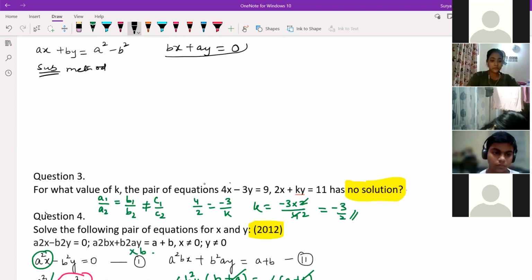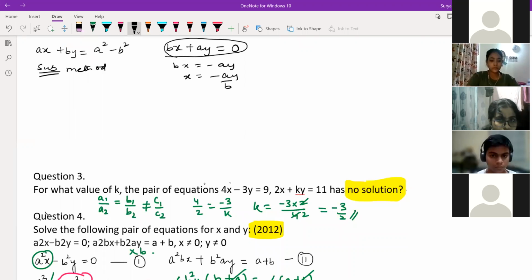So the second equation looks easier, right? From here I can write bx is equal to minus ay. So x is equal to minus ay divided by b, minus a by b into y. The same thing I'll put here in the first equation.